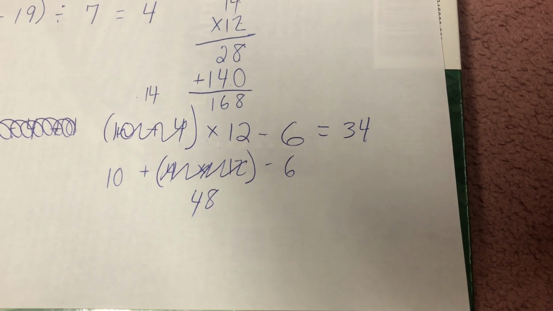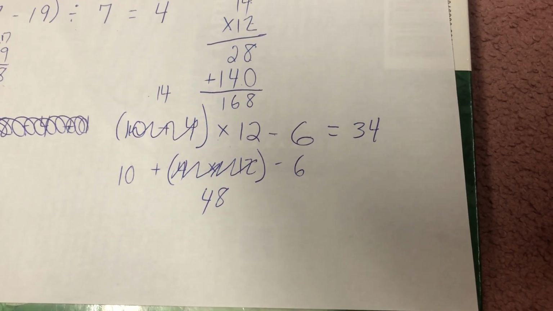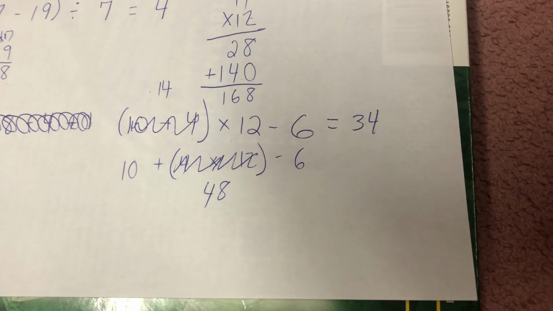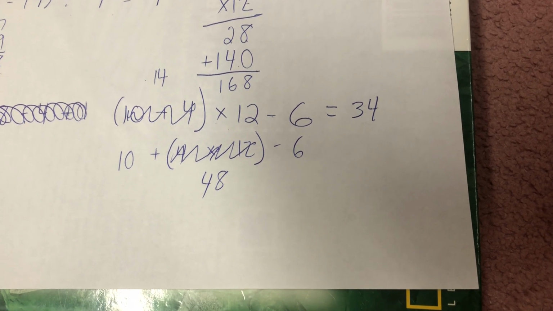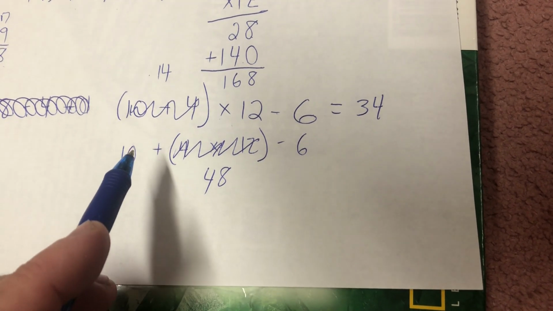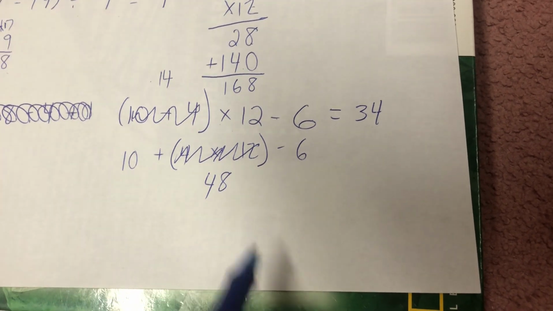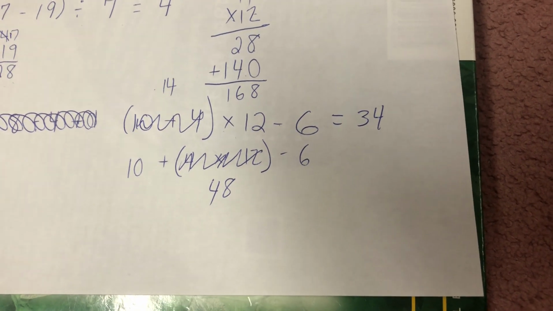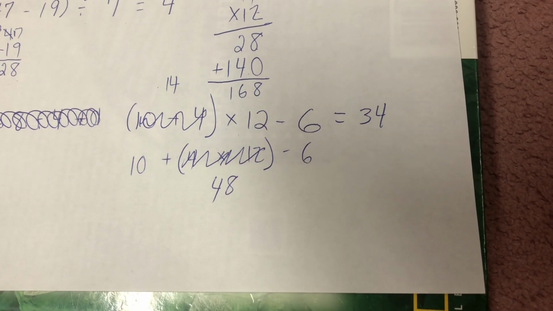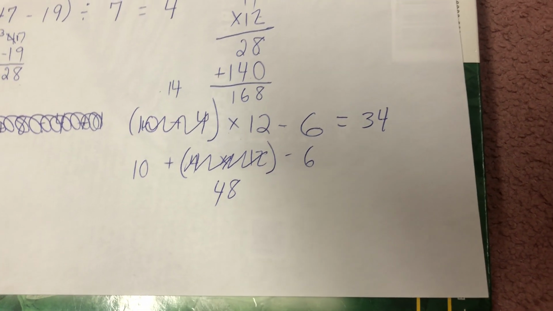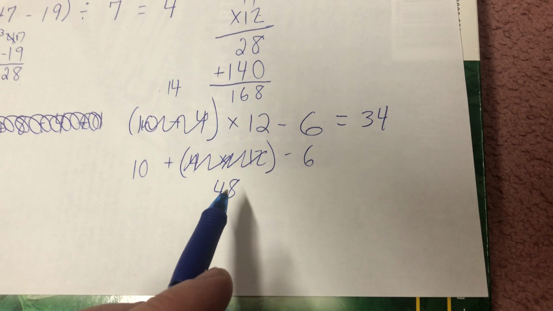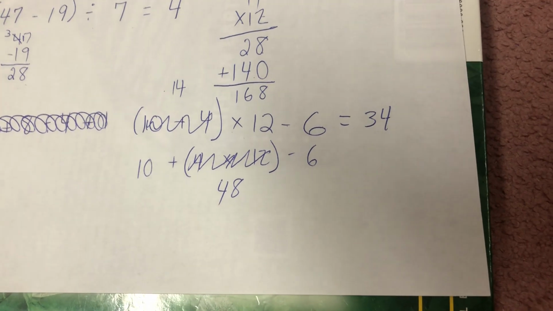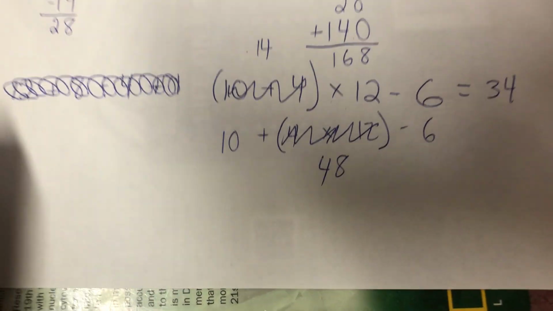Well, now there's no exponents to clear. There is no multiplication and division left to right to do, because I just have an addition sign here and a subtraction sign there. All right, and so it's just adding and subtracting. 10 plus 48. Well, 10 plus 48 is 58. Then when I do 58 minus 6, that equals 52, not equaling 34. So once again, 10 plus 48, 58, and then 58 minus 6 is 52, but I need it to equal 34. So I'm going to write it again one more time.